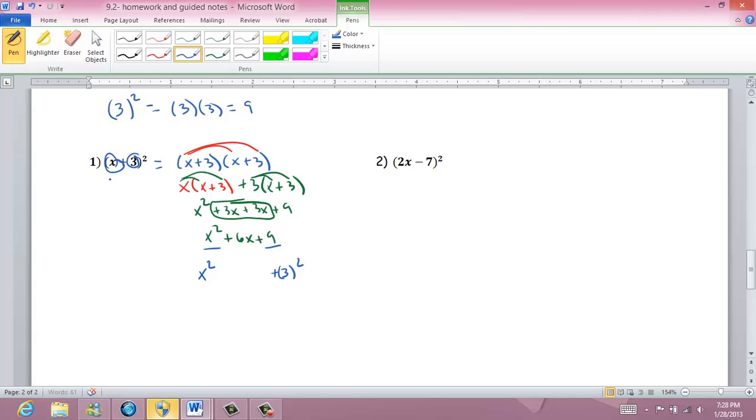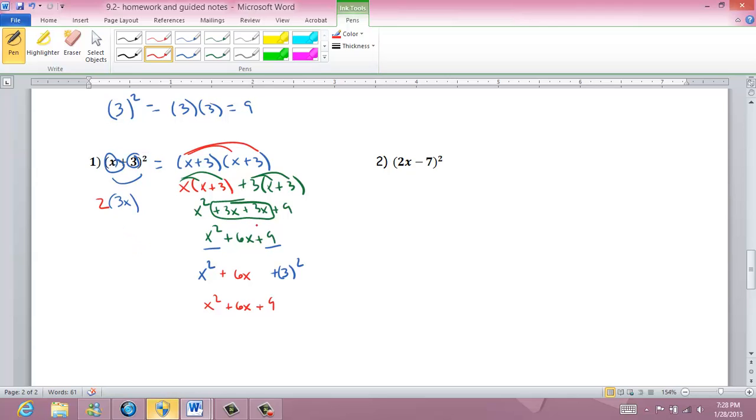Now, how do I get this middle term? Well, if I multiply the two terms together, 3 and x, I would get 3x. Now think about it. What could I do to that 3x in order to get 6x? Well, that's pretty easy. If I double that, 2 times 3x, I would get 6x. So the easy way to square a binomial is basically square the first term, square the last term, then multiply the two terms together and then double that.